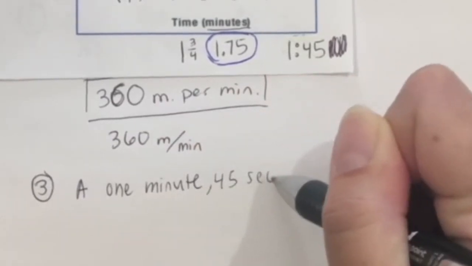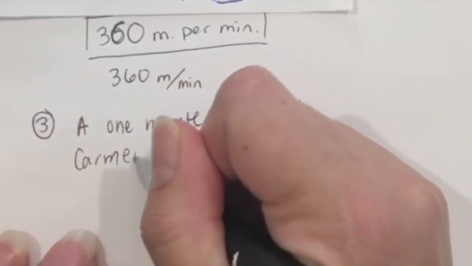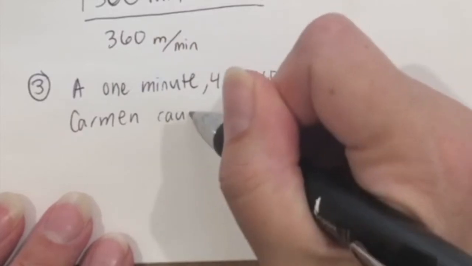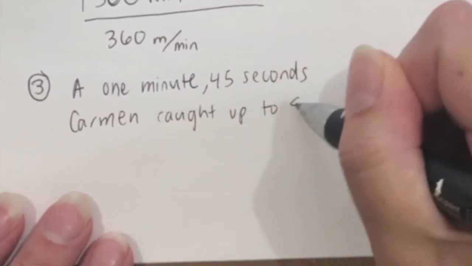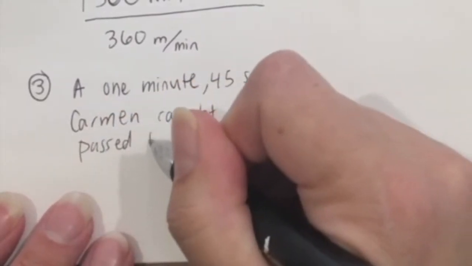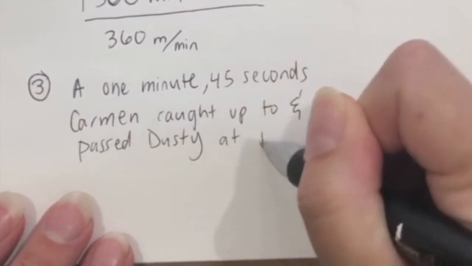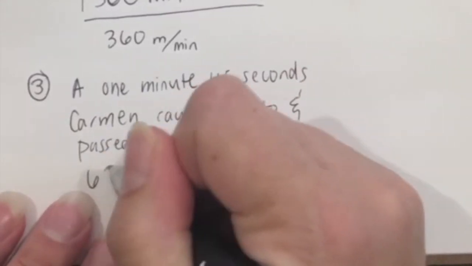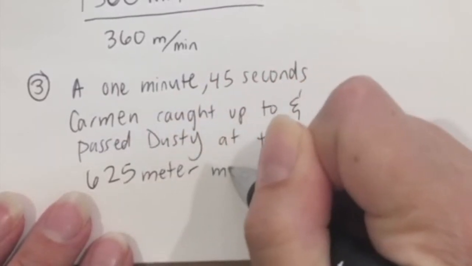45 seconds, Carmen caught up to and passed Dusty at the 625 meter mark.